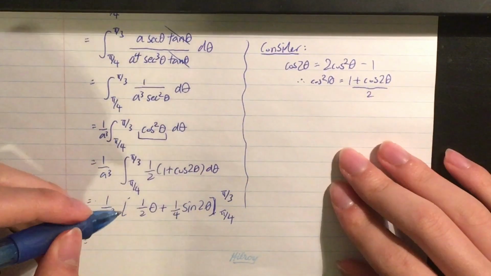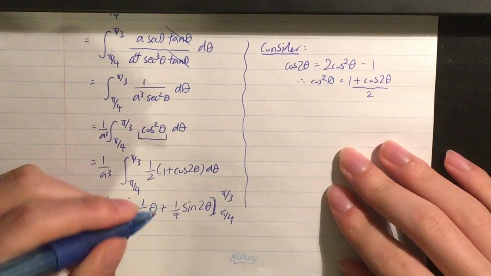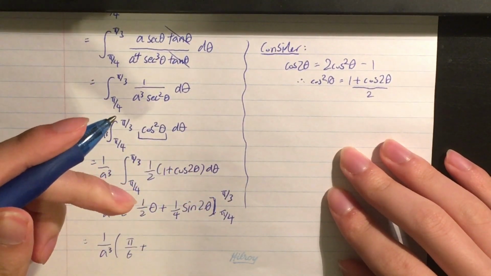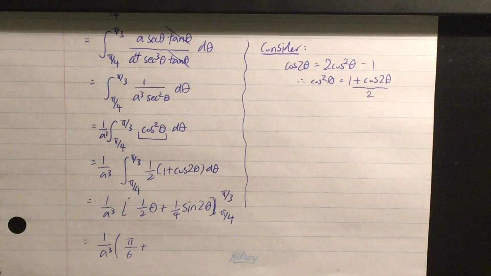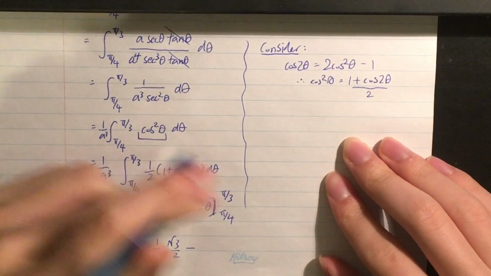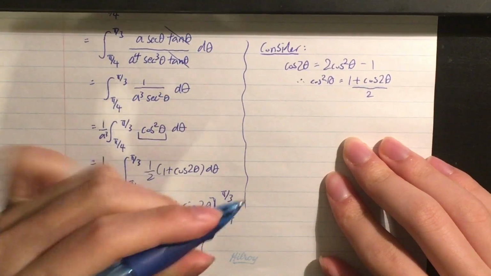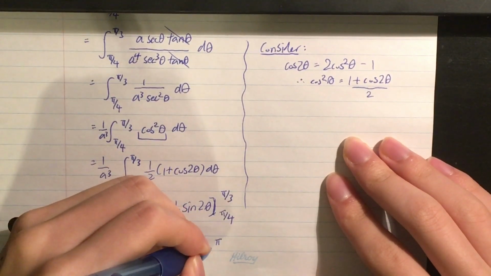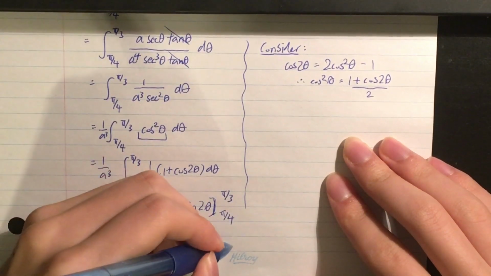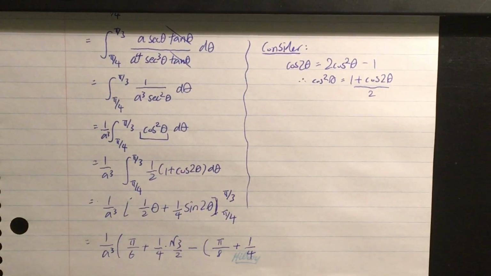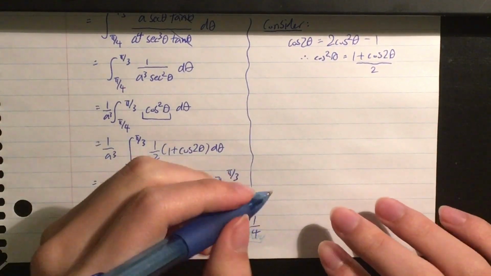So this will just be 1 over a cubed times pi over 6 plus, this is sine of 2 pi over 3, which is root 3 over 2, so 1/4 times root 3 over 2, minus the lower bound, which we find is pi over 8 plus 1 over 4, and sine of 2 theta here is just 1, so that you can close it off.